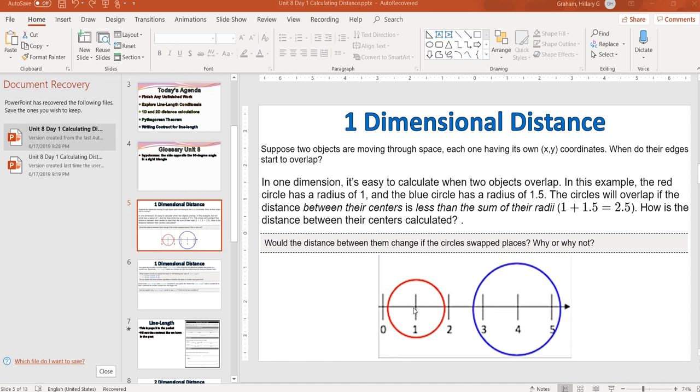So let's go ahead and calculate the distance between their two centers. So we have a distance of 1, 2, 3. So they actually are not overlapping right now, but if they were to get any closer together and the distance between the center of the red and the center of the blue were to get less than 2.5, then they would be, in fact, overlapping.